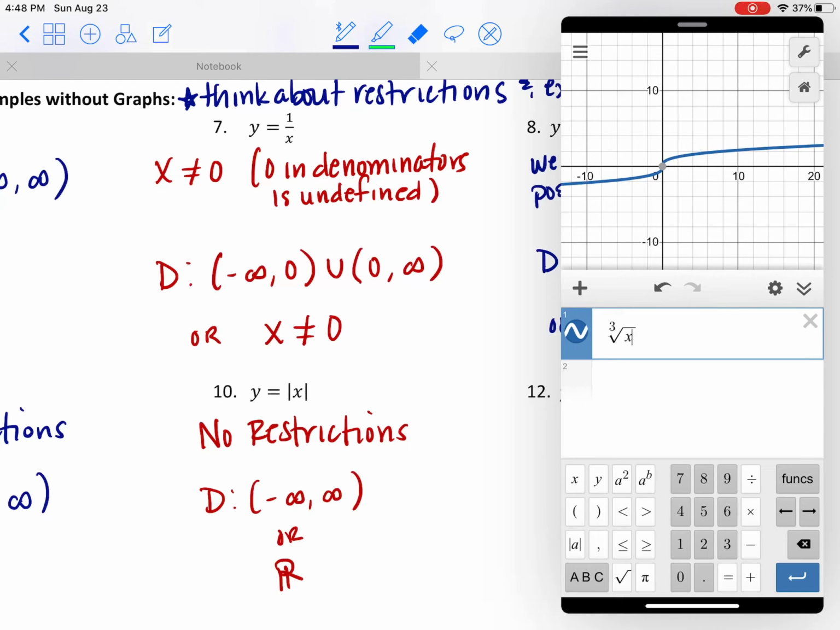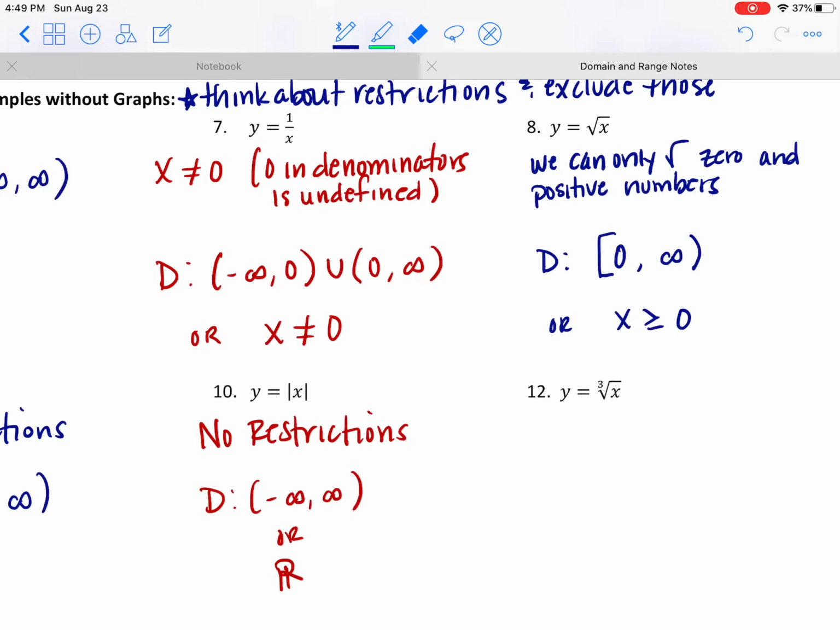The cube root is unrestricted. I can take the cube root of any kind of number. I can take the cube root of, let's say, -8, for example, and get a -2. Or I could take the cube root of +8 and get a +2. Or I can cube root 0 and get 0. There's no restriction on what I can cube root, and that's why we see a graph that goes left and right forever. No matter what I plug in for x, it's going to produce a y. So again, this one has no restrictions. And so we see an infinite domain. Everything from -infinity to +infinity, or all real numbers included.